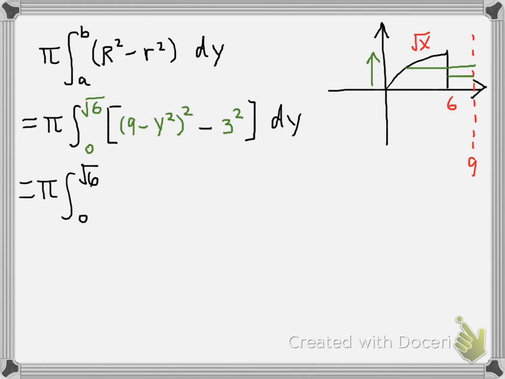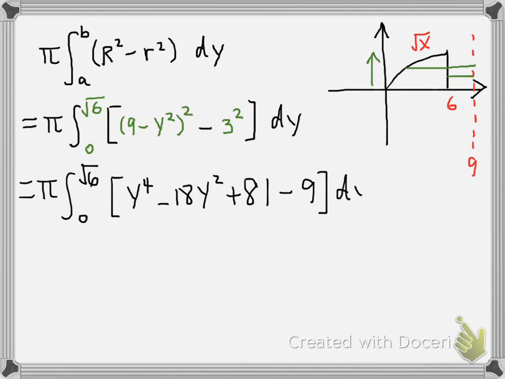We use the binomial formula to expand the expression 9 minus y squared quantity squared. So, we usually write the power first. So we get y to the 4th power minus twice 9 times y squared. So we get 18 y squared. Then plus the constant 9 squared, so it's 81. Then we subtract 3 squared, which is 9, dy.